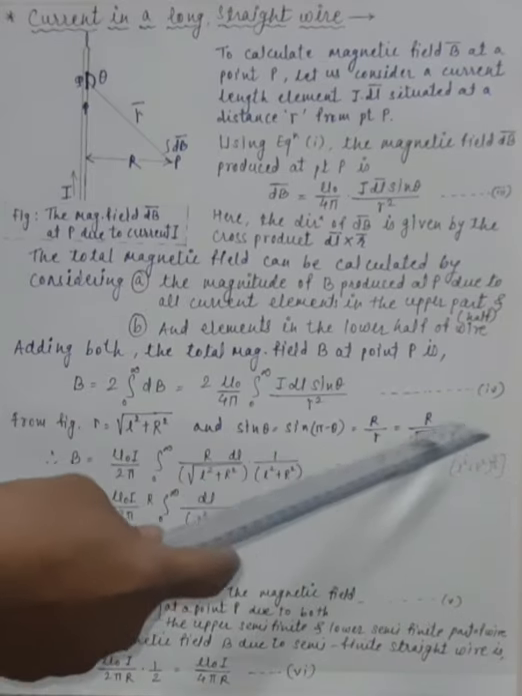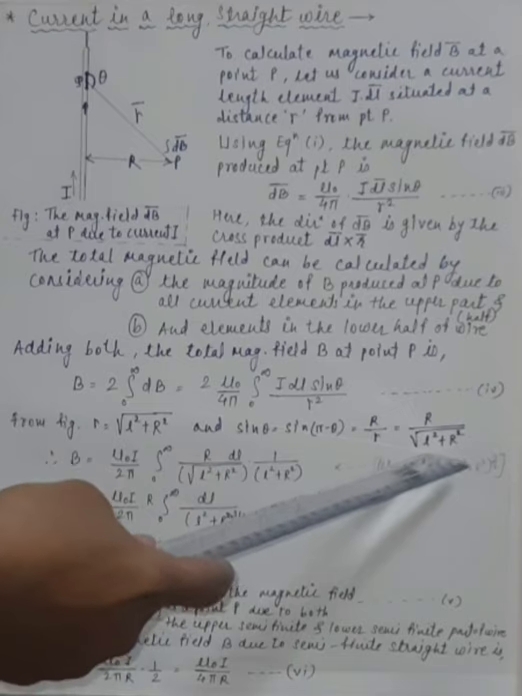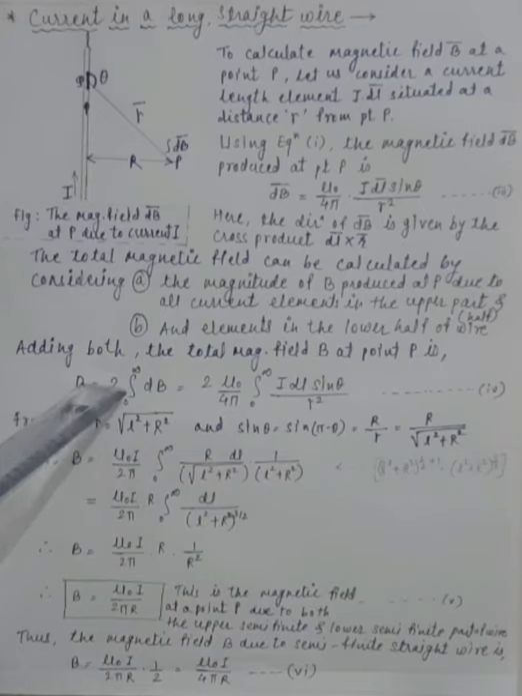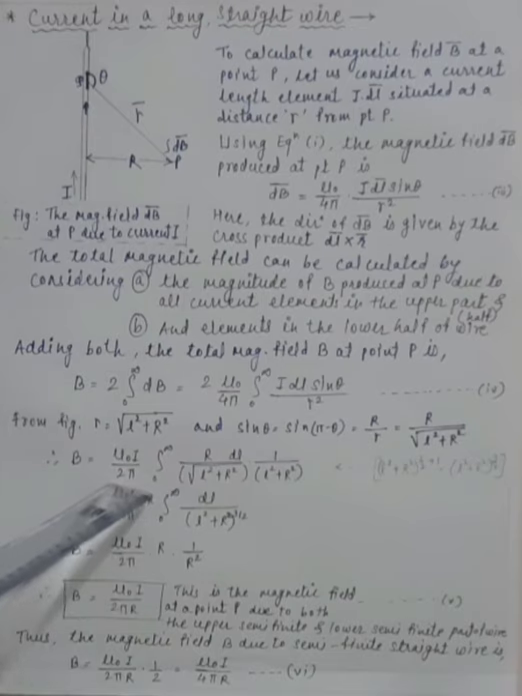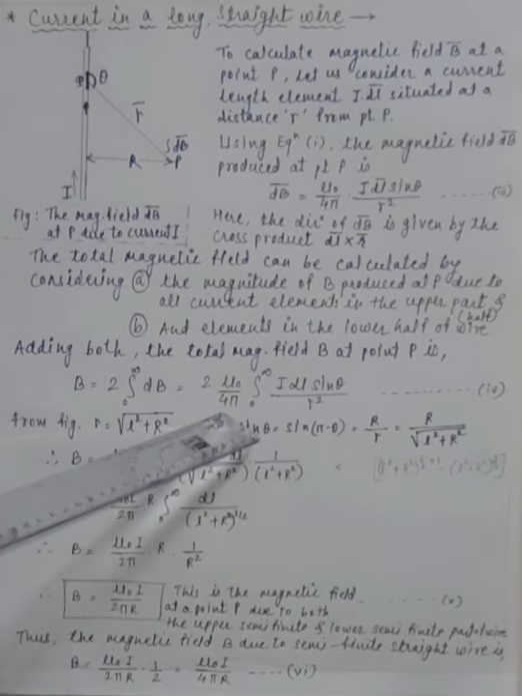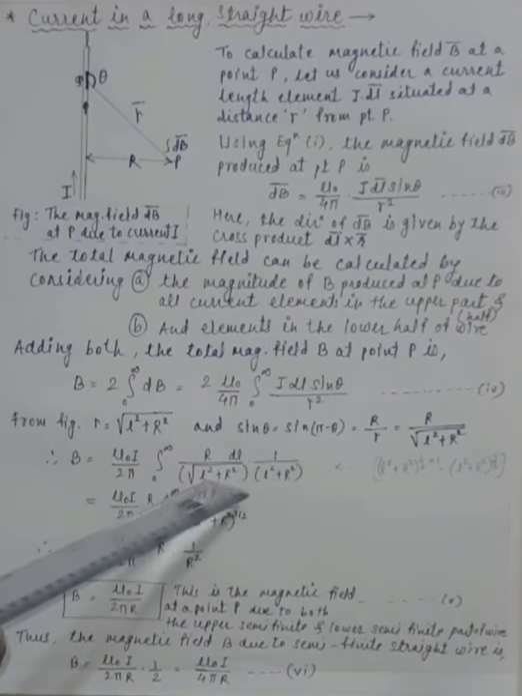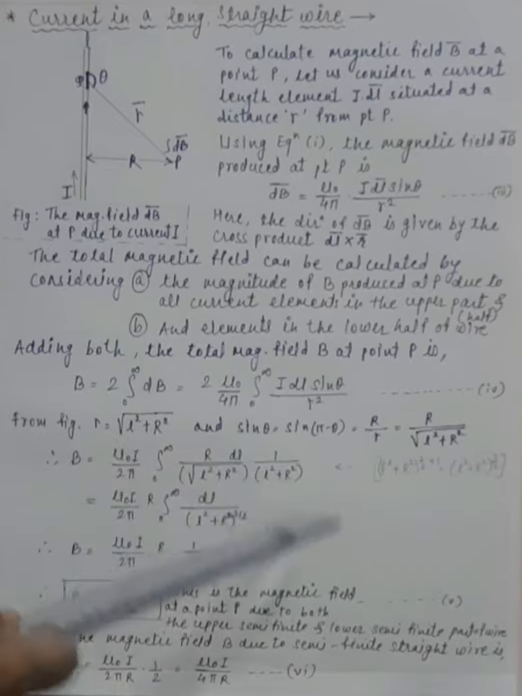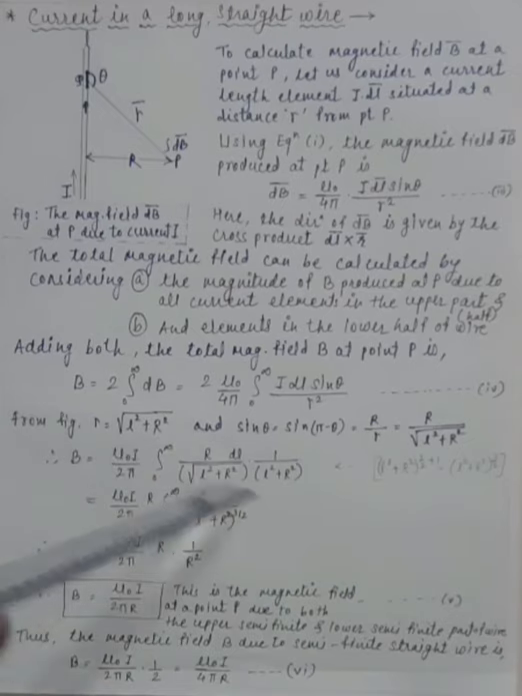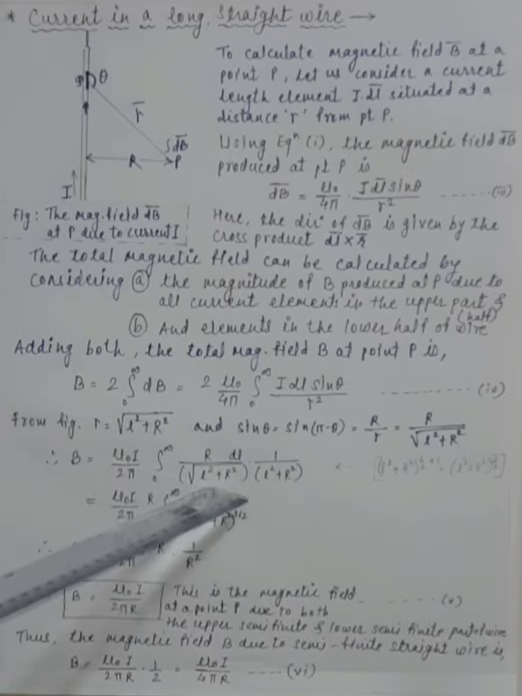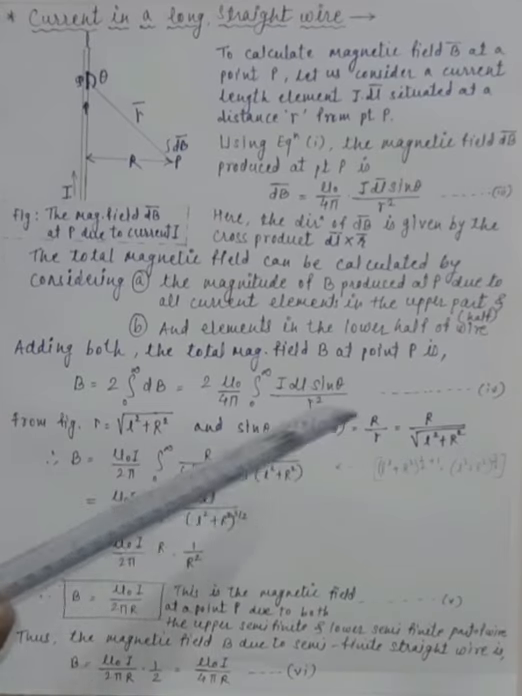Hence sin theta becomes r upon under square root L square plus r square. So substituting all these values, this equation 4 becomes B equal to mu 0 I upon 2 pi, here 2 1s are 2, 2 2s are 4, r dl upon under square root L square plus r square. We have substituted here for sin theta and r square. R square is L square plus r square. For sin theta we have substituted r upon under square root L square plus r square into dl.